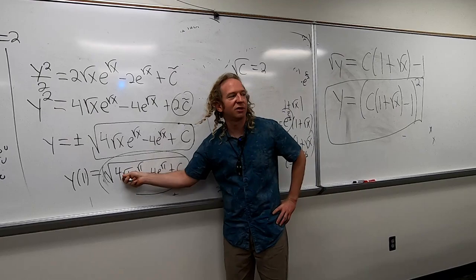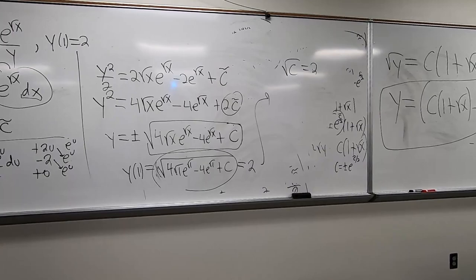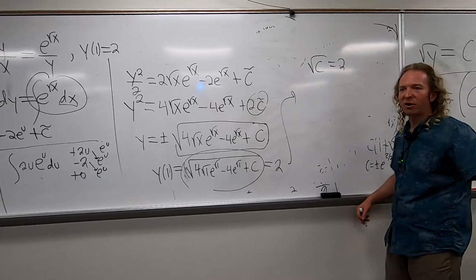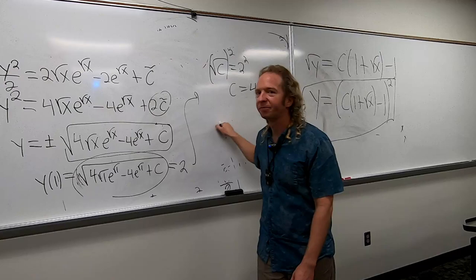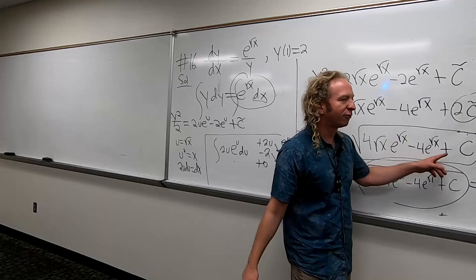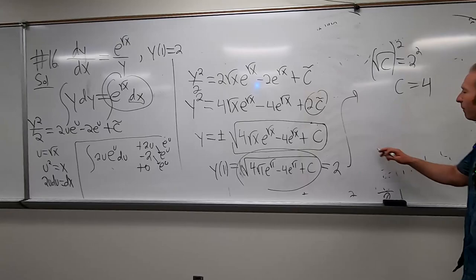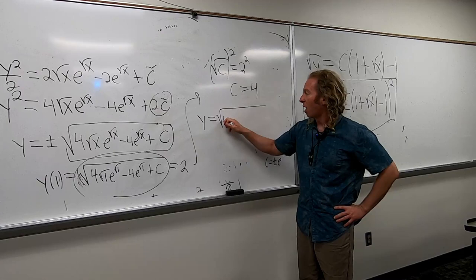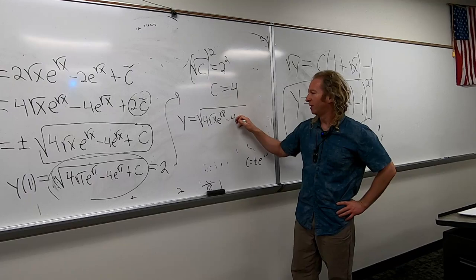And then to finish, what do you do to both sides? Square them. Yeah, good. Square both sides. So you get c equals 4. So there's our c. The last thing to do is take the 4 and just plug it back in here, right? So we get y equals, and again, it's the plus, right? So square root.